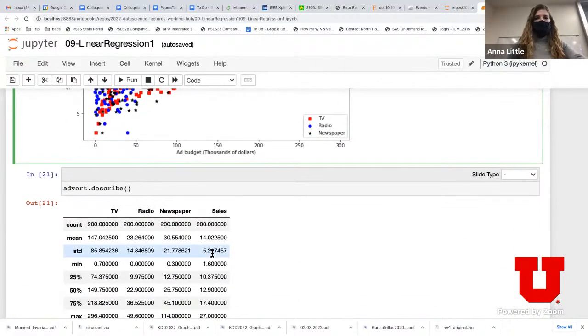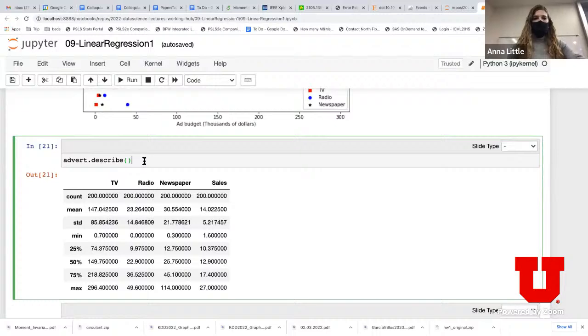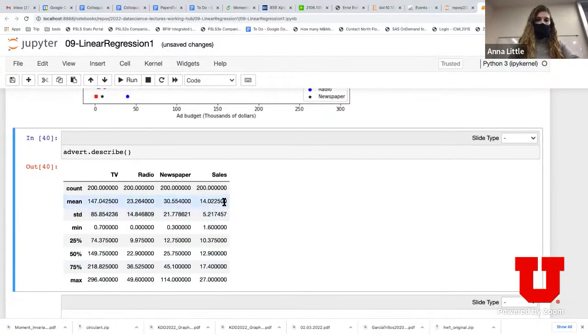So one thing that we can do just to get some quick summary statistics is take the data frame and do our dot describe. And this just calculates mean and standard deviation for all of our variables. And so we can see indeed that in general, people are spending a lot more on TV advertising than newspaper or radio, but also that the standard deviation for that is a bit higher than the standard deviation for radio and newspaper.